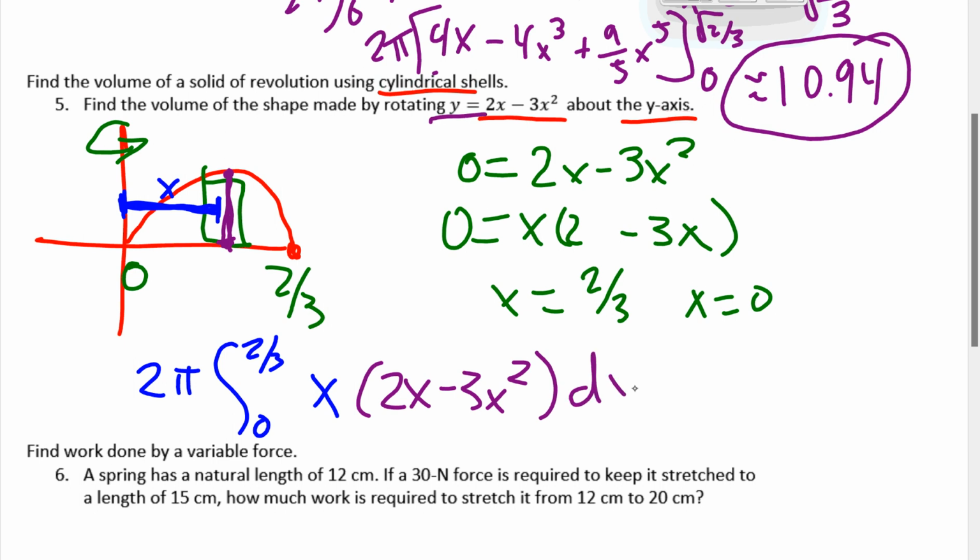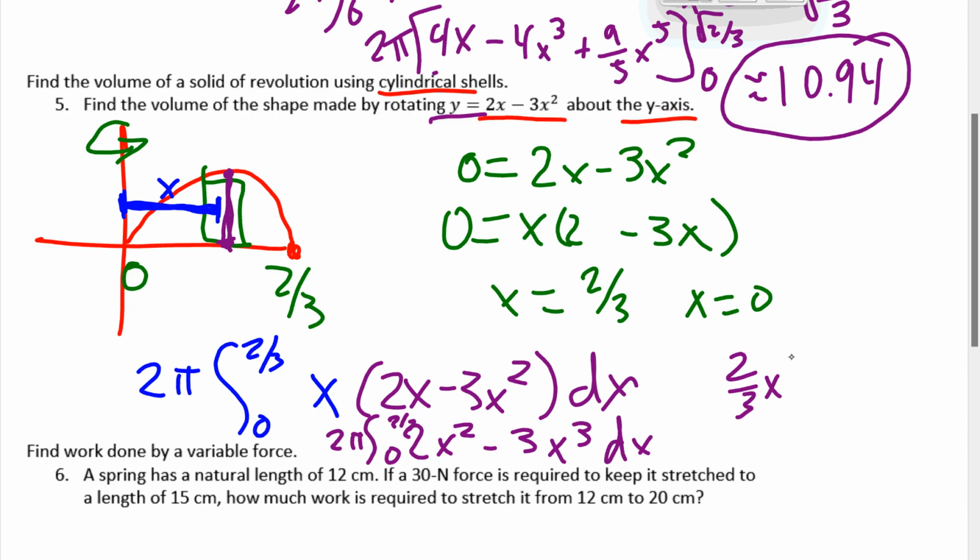All right, so then we go ahead and distribute that. We get 2x squared minus 3x cubed. We're going to integrate that from 0 to 2/3 with a 2 pi out front. That's cylindrical shells. So now we do the power rule. We get 2/3 x cubed minus 3/4 x to the 4th from 0 to 2/3, 2 pi out front.